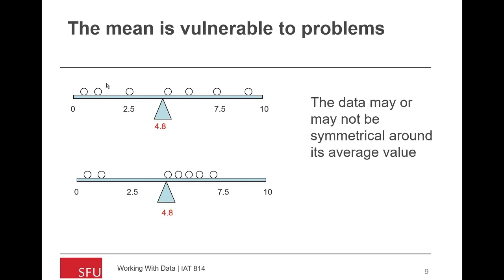So here we have a visual representation of a couple of very small data collections. In this one, the mean computes to 4.8. And we see values ranging from 0.5, roughly 1, 2.5, etc., up to roughly 9. They seem to be distributed with roughly equal spacing, and it's roughly symmetrical around the point of the mean. There are roughly as many points to the left as to the right. There are seven points on this line, and there are 4 to the right and 3 to the left.